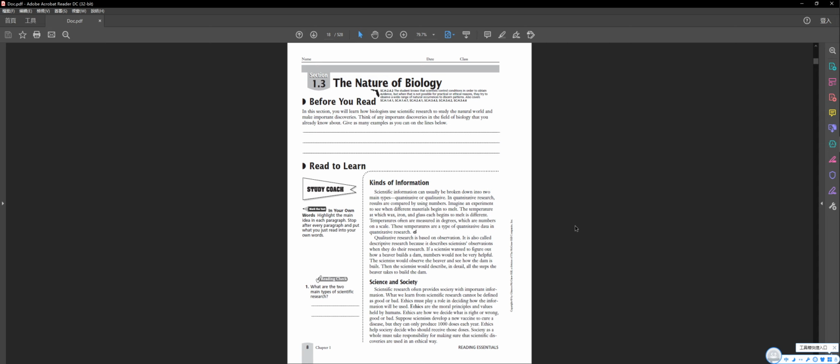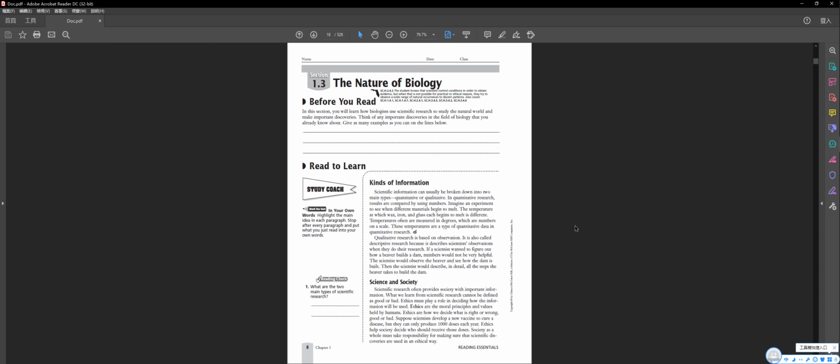Science and society. Scientific research often provides society with important information. What we learn from scientific research cannot be defined as good or bad. Ethics must play a role in deciding how the information will be used. Ethics are the moral principles and values held by humans. Ethics are how we decide what is right or wrong, good or bad.